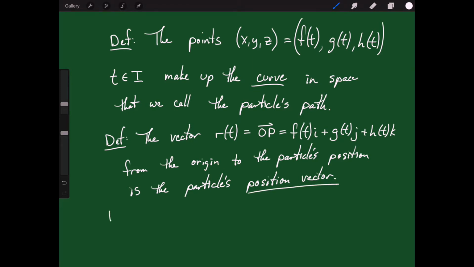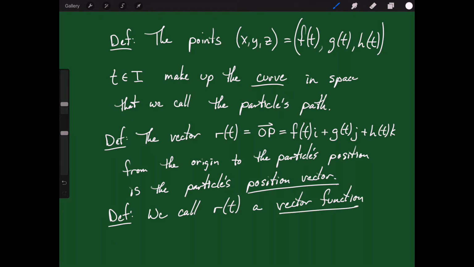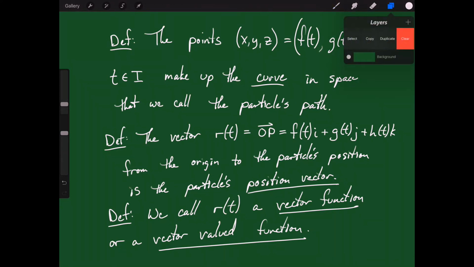Okay, one last definition, and then I'll talk about this a little bit. We call r of t a vector function, or a vector-valued function. Okay, let me talk about this for just a second. Particularly this idea of a vector-valued function.